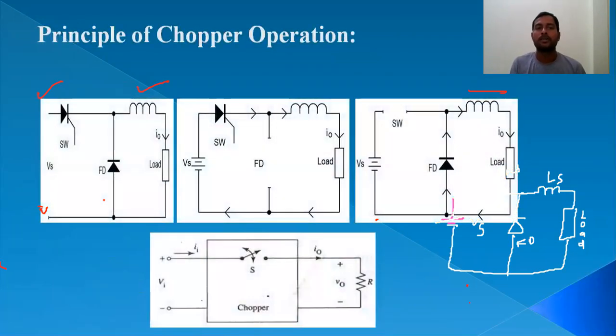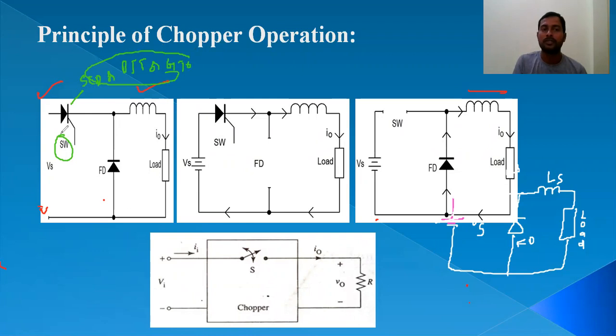Next, look at this one, the principle of chopper. This is nothing but a switch. In place of the switch, you can use either SCR or BJT or GTO. Anything we can use in place of this switch. Here SCR is used, and this is a series inductor connected in series with the load, and this is the freewheeling diode, which I already explained.